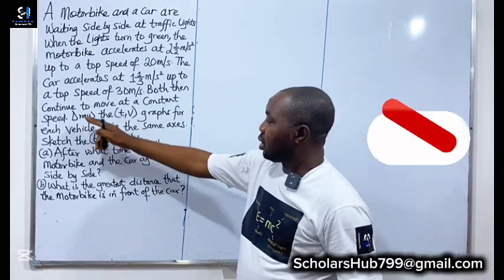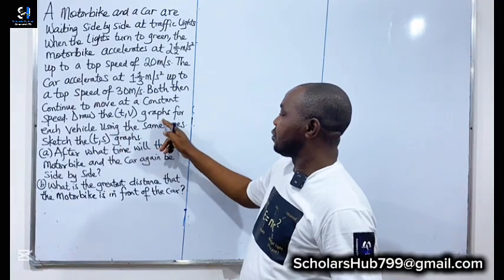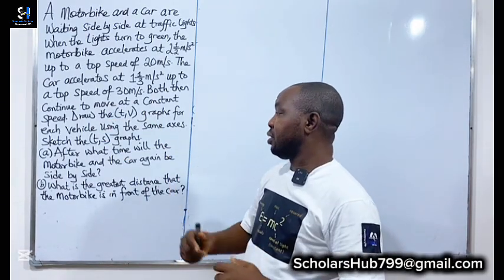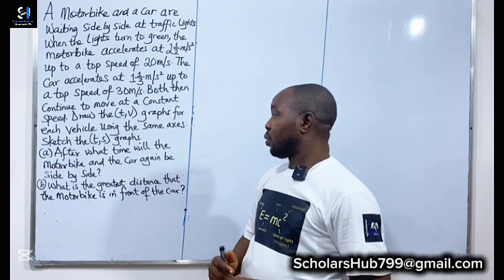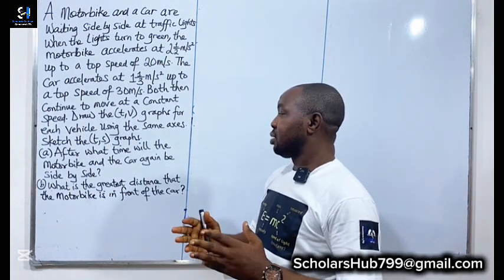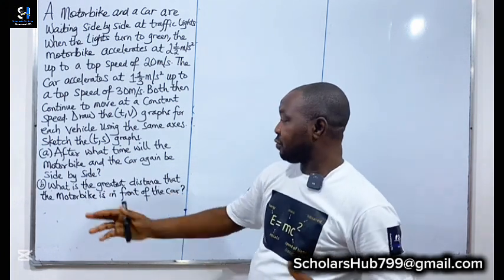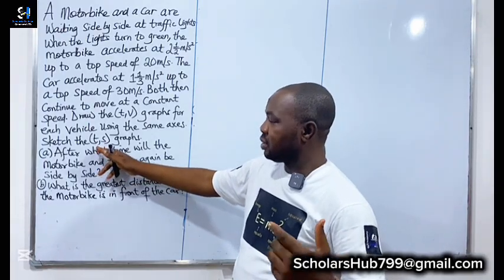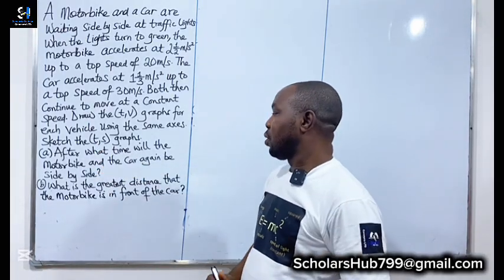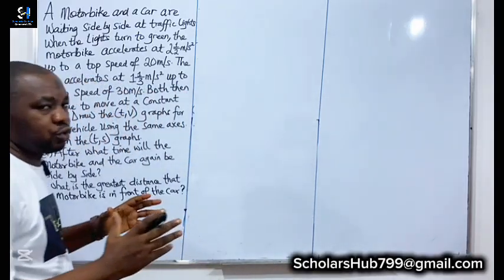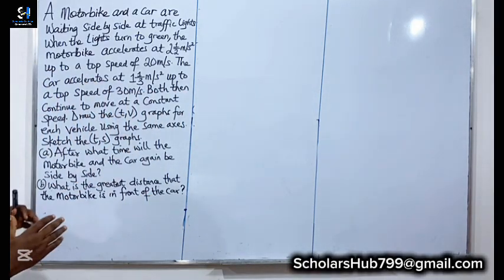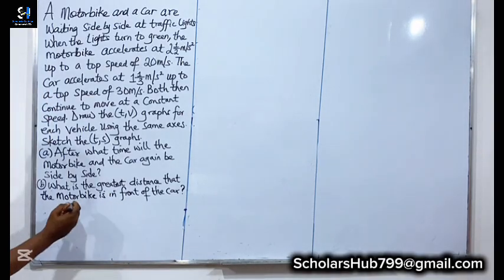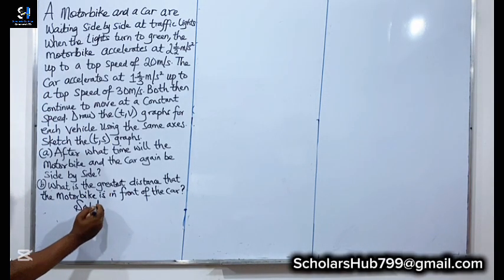Then we can draw the velocity-time graph for each vehicle using the same axis. Then sketch the distance-time graph, because T stands for time and S stands for distance. All right, so here is how to solve this question. Now, the first thing is, like I said, there are two cases here. Okay, let's have our solution.